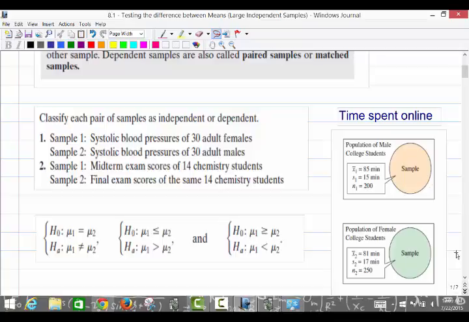Other examples you might see of dependent samples: say you took a group of students that took the SAT, and then they all took a prep course for the SAT, then took it again, and then tried to measure the results. That would be a dependent sample of the same group. Or a group that you measure their resting heart rate before exercise and measure it again after exercise. That would be a dependent group. But if you took different groups and measured their heart rates, then those would be independent samples.